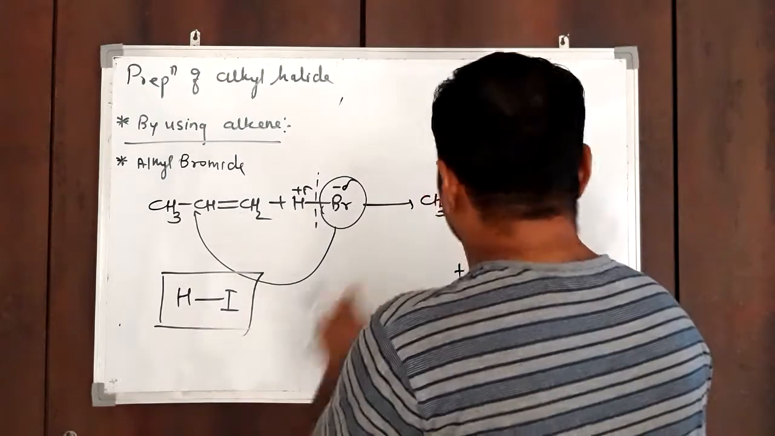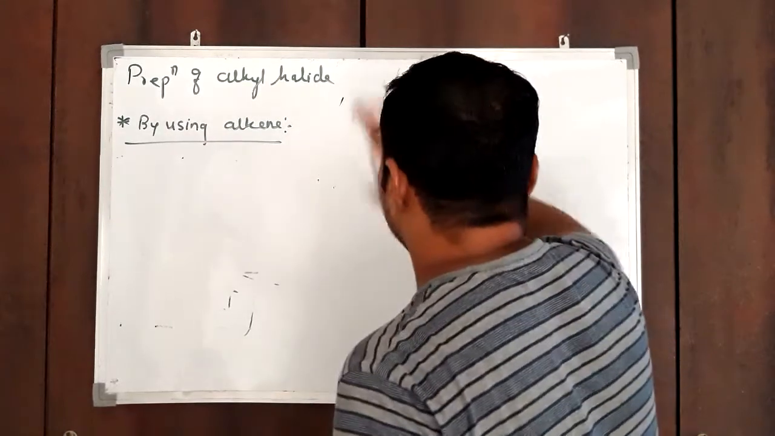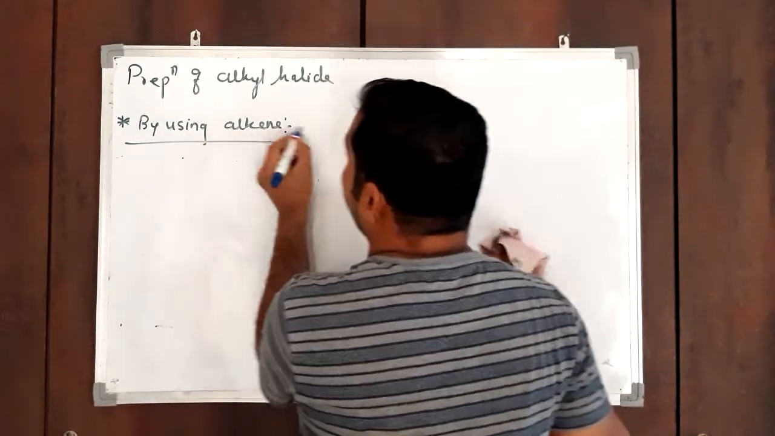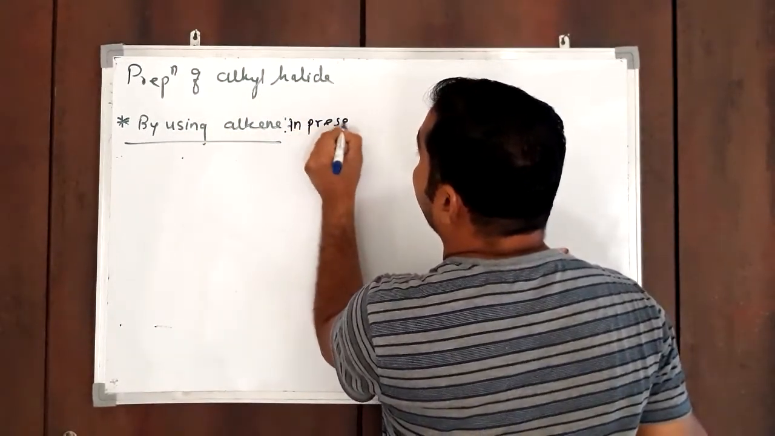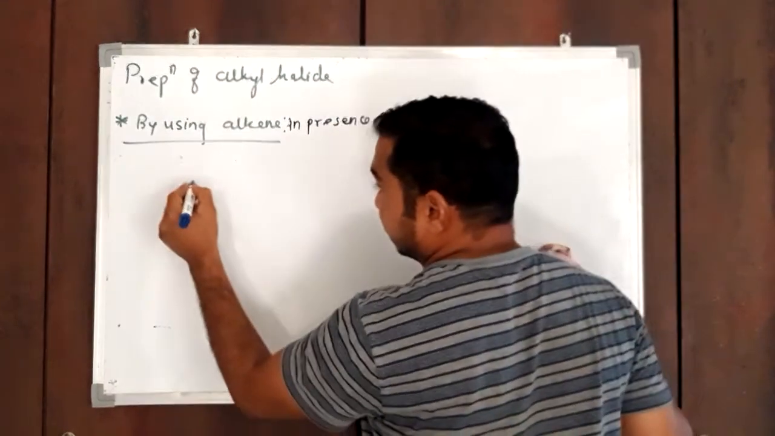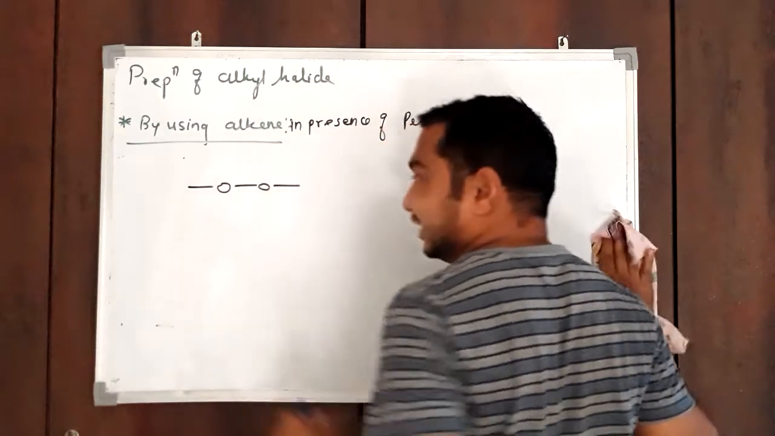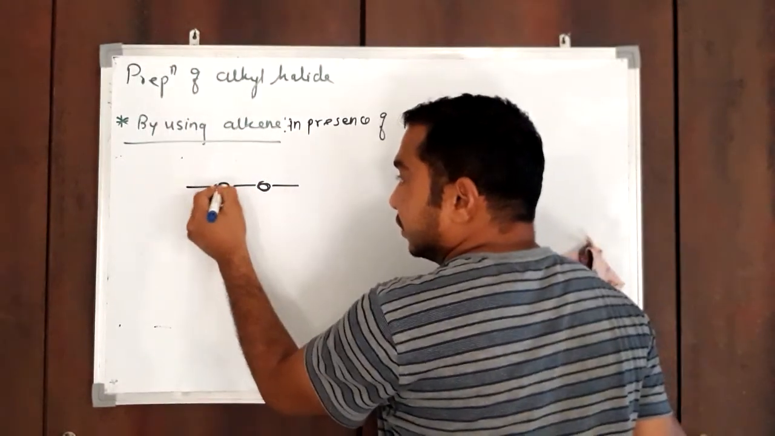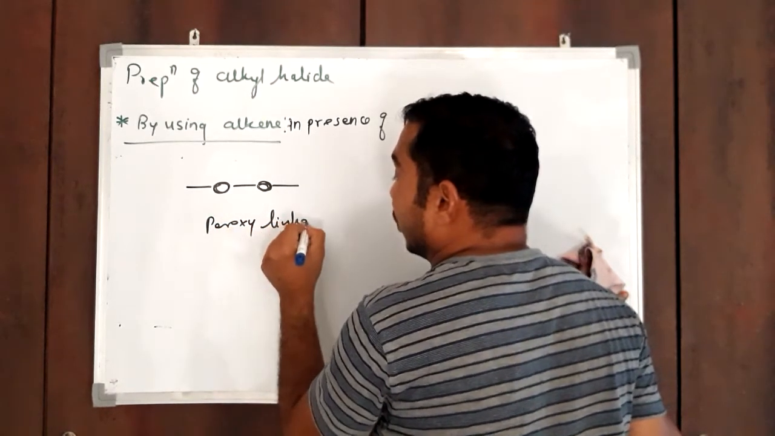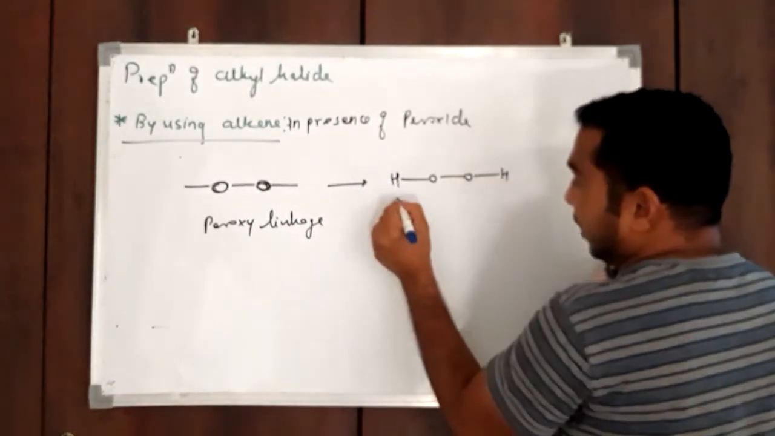Now, the same reaction we can perform in the presence of peroxide, hydrogen peroxide or benzoyl peroxide. Same reaction, using the alkene in the presence of peroxide. Peroxide means an O-O bond like this. These are the two oxygen atoms and their two bonds are free; that is called the peroxy linkage or peroxy bond. Now, if you attach both hydrogens, you get hydrogen peroxide.